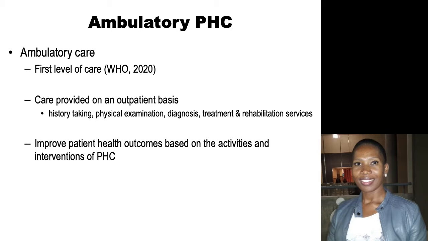We would say the main aim of ambulatory primary health care is to provide preventative services, health promotive services, and also improvement of patient health outcomes for those patients who have already had an acute phase of an illness, based on the activities and interventions that healthcare workers do.